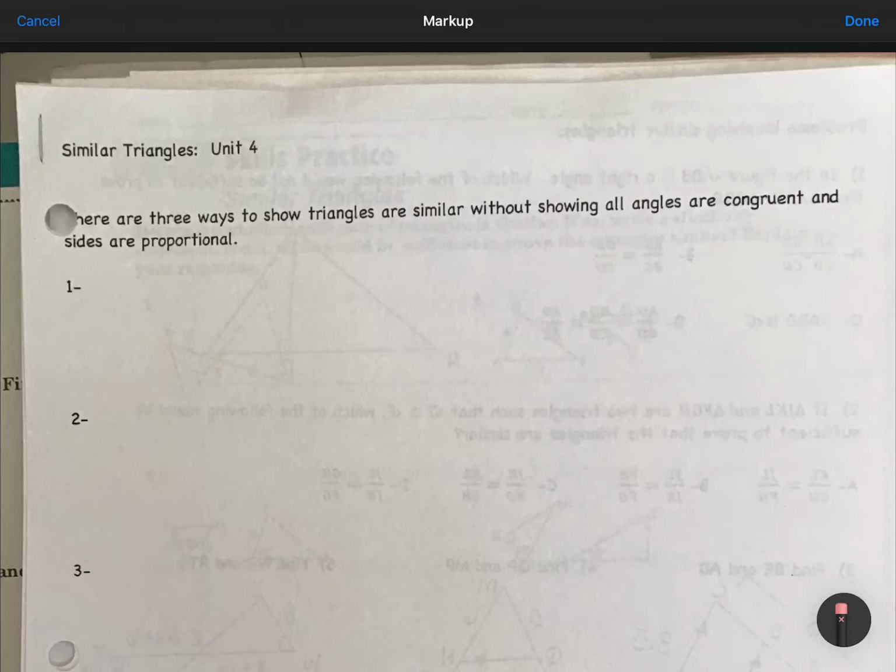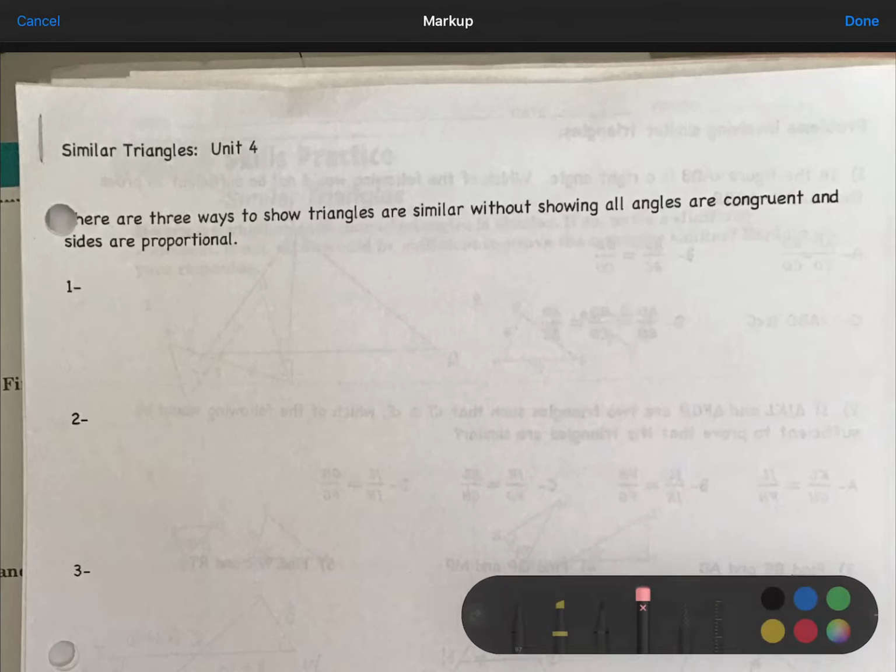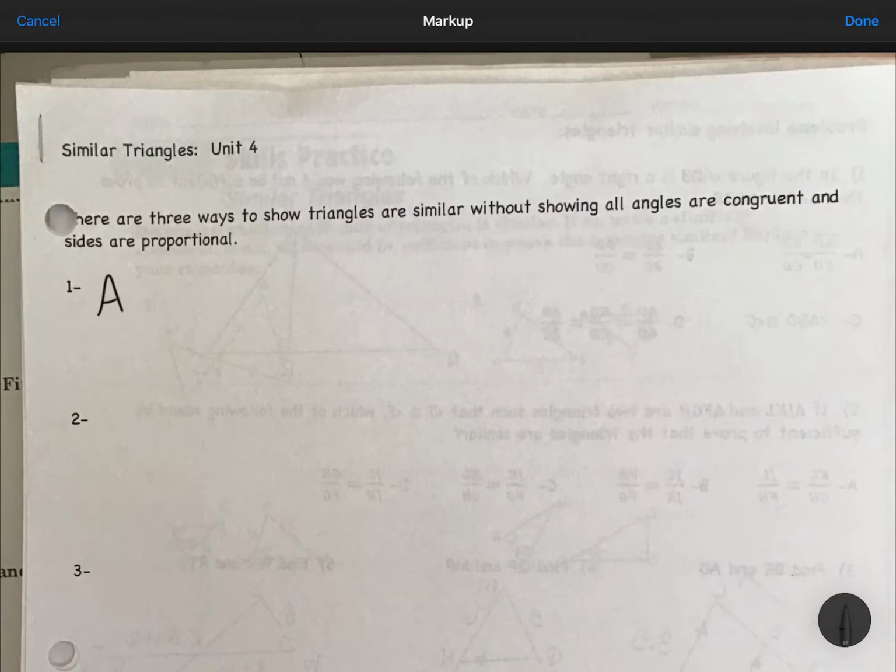And we can do that by one of the three ways that we have to show triangles are similar. The three ways are angle-angle similarity. It's got the little squiggle mark for similarity. The second way is side-angle-side similarity. And the third is side-side-side similarity. So where there are 5 ways to show triangles are congruent, there's only 3 ways to show that we have similar triangles.